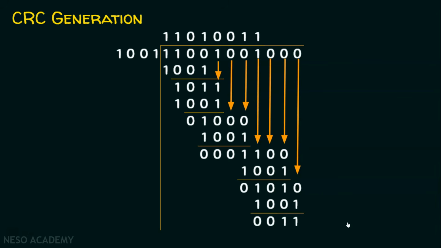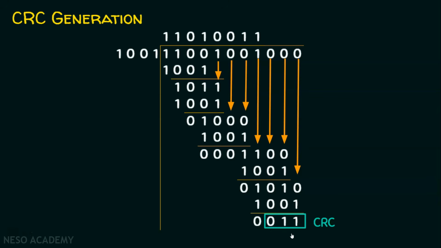Is the CRC 0 0 1 1? No, it is 0 1 1. Please recollect the important point that I have told you. It has to be L minus 1 bits because how many zeros have we appended? 3 zeros. So 3 bits should be the CRC. So the CRC is 0 1 1. So far we are done with calculating the CRC. That is, we have generated the CRC.